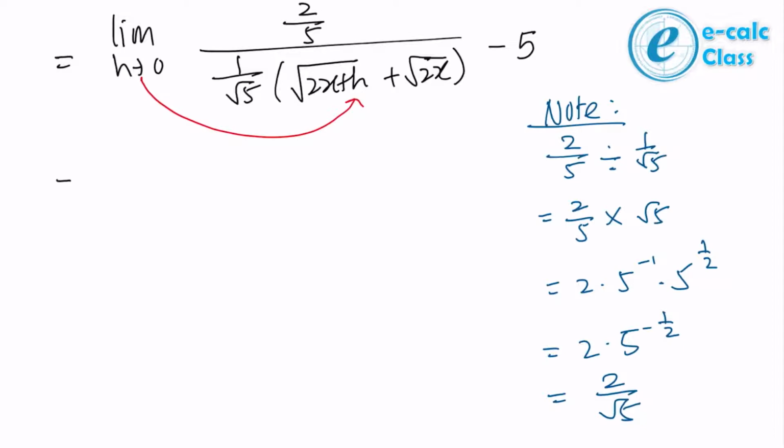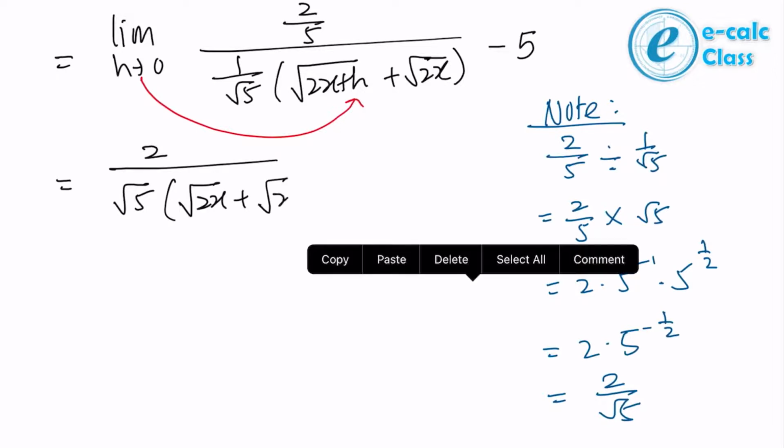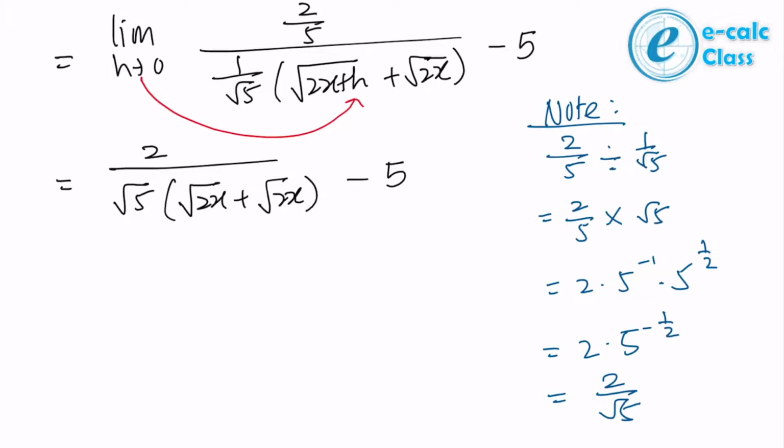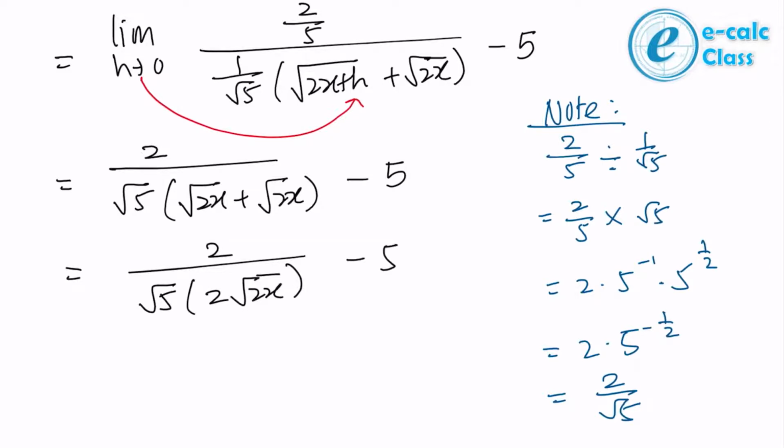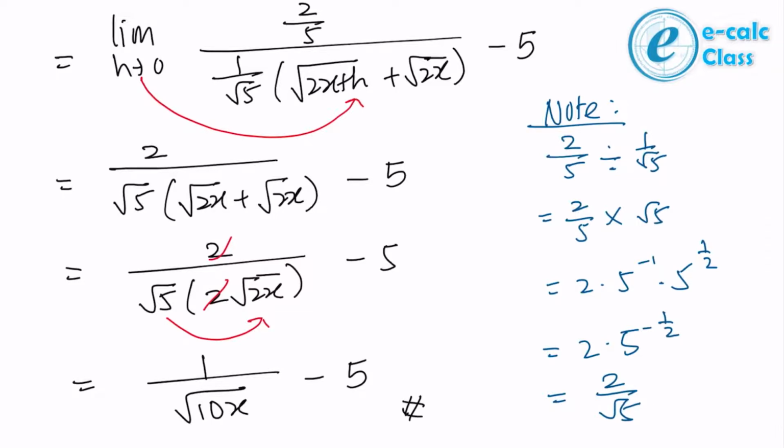Okay. 2 over square root of 5, square root of 2x plus 0, plus square root of 2x minus 5. So at the end of the day, just a lot of algebraic manipulation, right? And yeah, these two are actually 2 times square root of 2x minus 5. And these 2 and 2 can cancel. If you like to simplify, you can actually multiply this inside. If you don't want, also can. But since I already drew the arrow, get 10x minus 5. Finish. Okay?